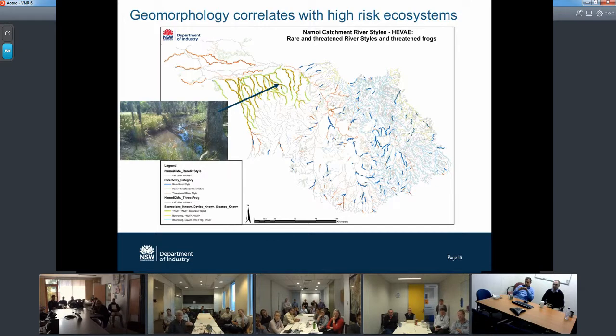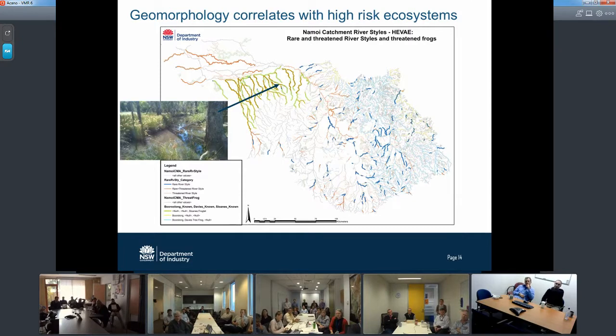And you'll notice how closely the frog populations correlate to the chain of ponds, whereas the Burrelong frog, which is in the dark blue, is scattered in a number of different other river styles elsewhere in the catchment. So it's really saying that we can get a fairly good handle, a predictive tool to say, if we have a particular river style and it's in a particular condition, then we can predict that it may well have different frog species, different fish species that may be acting as a stronghold where species may have been driven out elsewhere in the state.